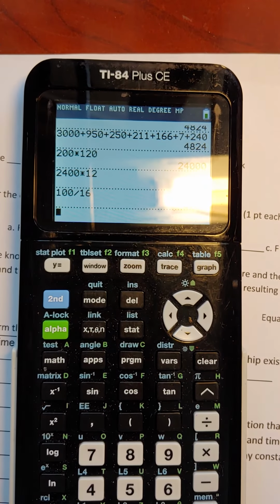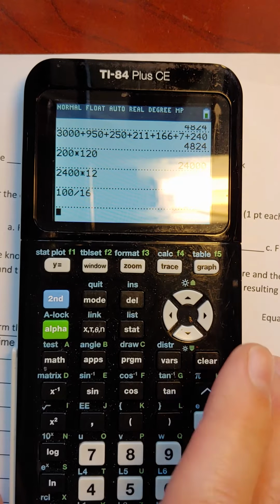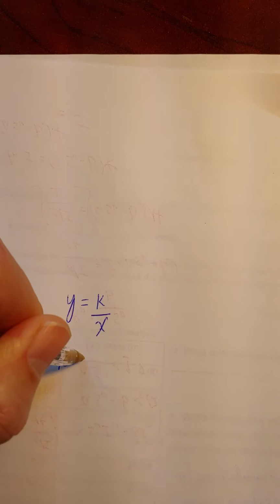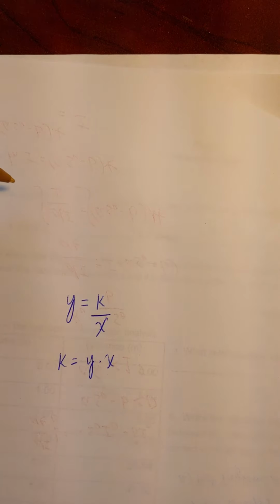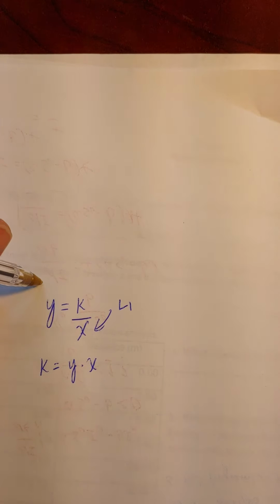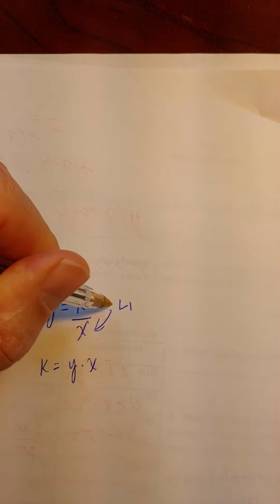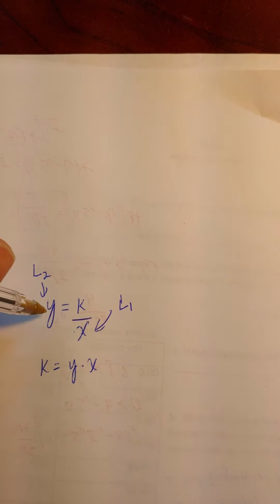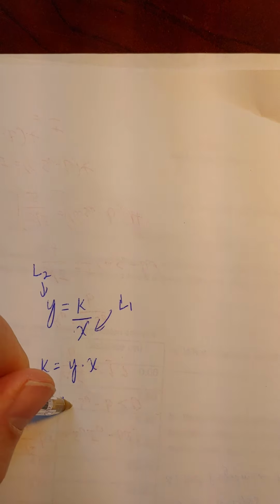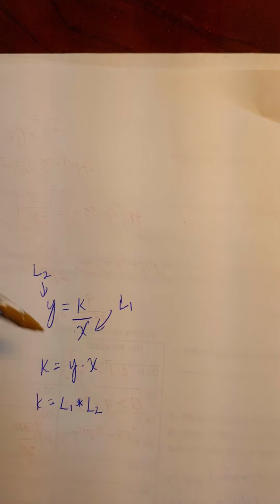In order for us to do this, we're just going to take advantage of the fact that we know the structure of an inverse equation. So an inverse equation looks like y equals k over x. So what is k equal to? Well, k then is y times x. And x is going to be stored into L1 and y is going to be stored into L2. So I've got my x values in L1, my y values in L2. So k is going to be L1 times L2.